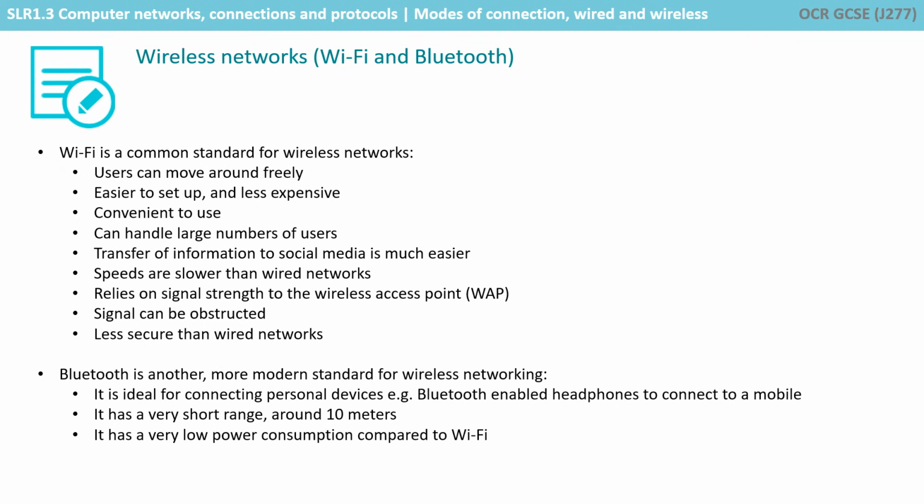It does rely on signal strength to the wireless access point, and these signals can be easily obstructed, and it is generally considered less secure. Bluetooth is another more modern standard for wireless networking. It's ideal for connecting personal devices. It has a very short range, typically around 10 meters, but it has a very low power consumption when compared to Wi-Fi.